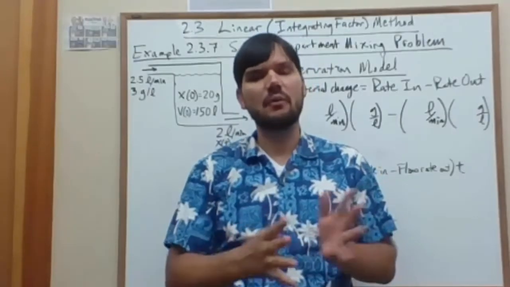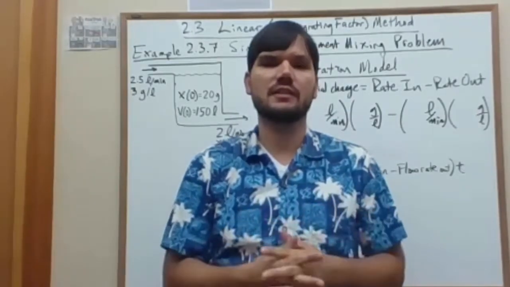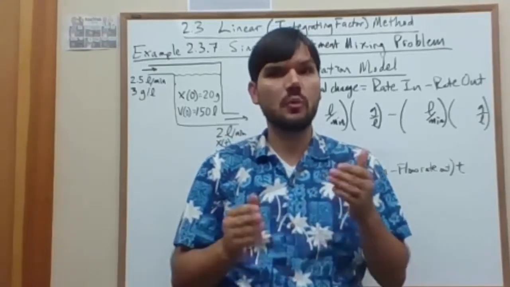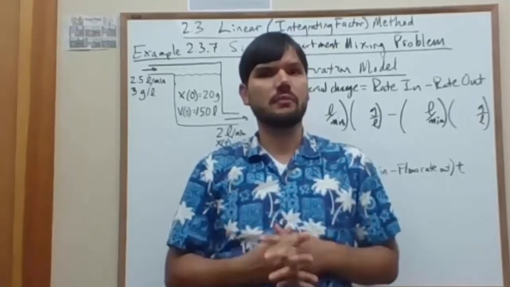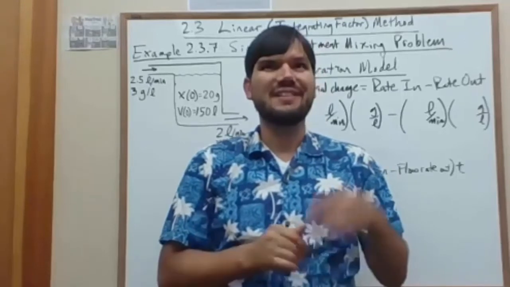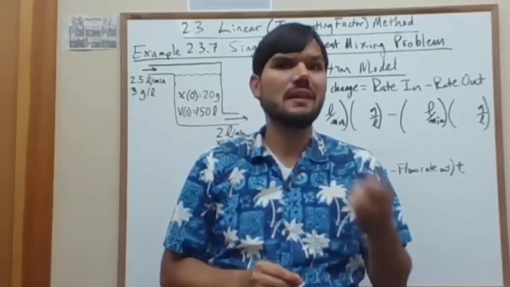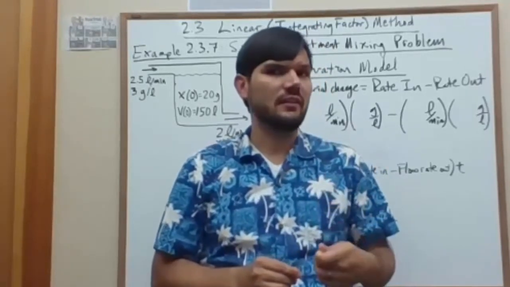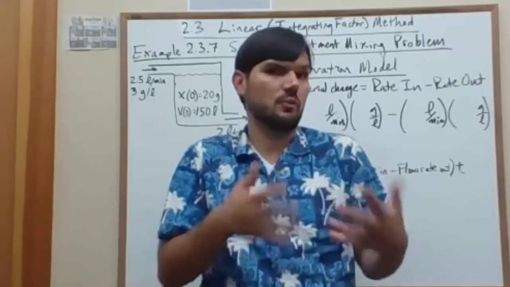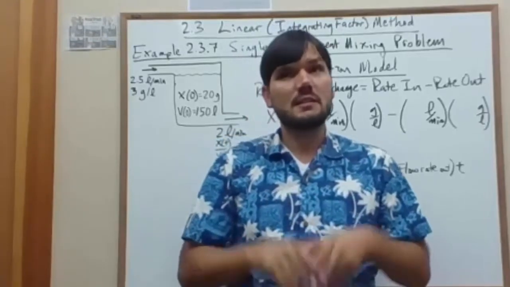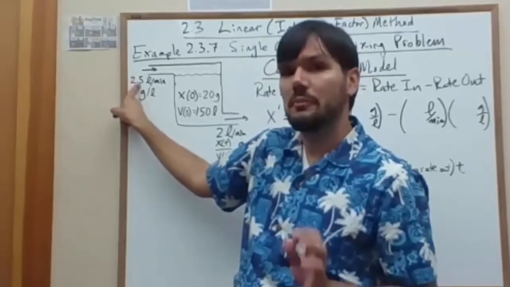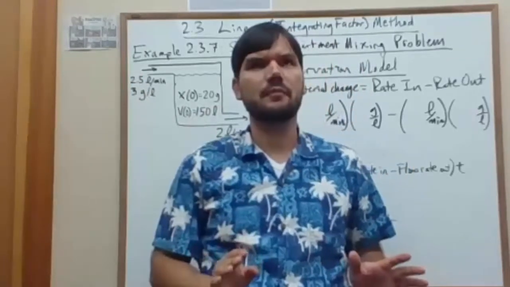Welcome back. Now we're going to take a look at an application example of the linear or integrating factor method. This is example 2.3.7, which follows directly from 2.3.6. In the previous example in the book, the tank took about 27 minutes to reach the desired concentration of 1 gram per liter. This is salt within water. Let's speed up the process by increasing the inflow to 2.5 liters per minute, keeping everything else the same.